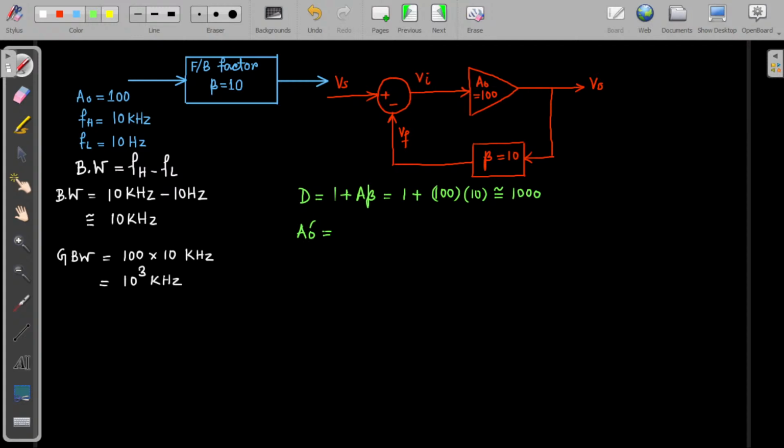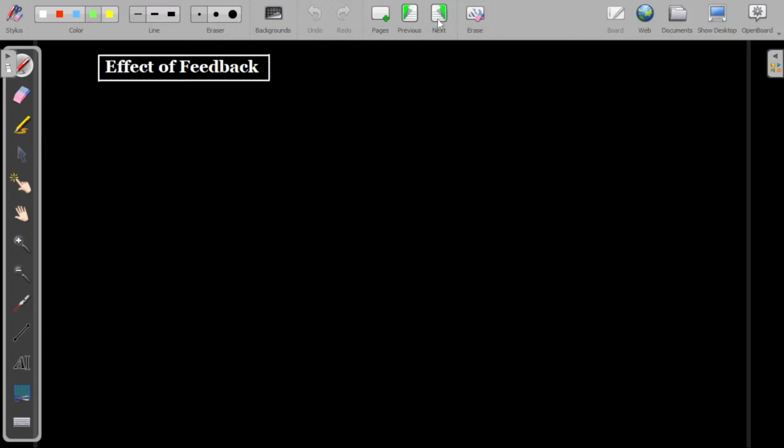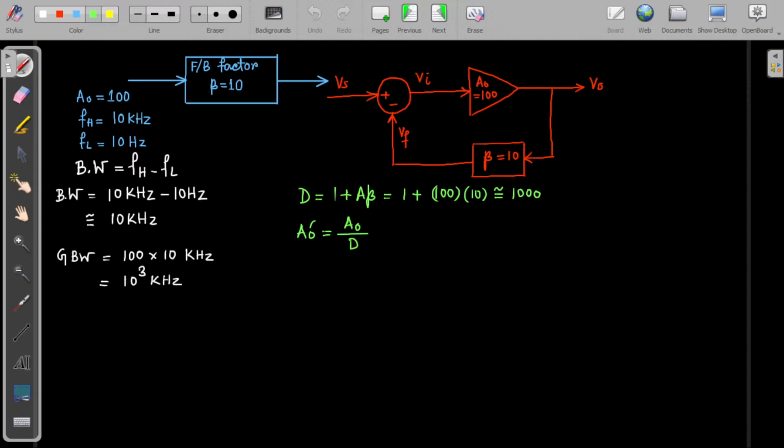Now if we want to find the value of the midband gain after the feedback, it will be A0 dash, which is equal to A0 divided by D, as we have seen here. The A0 value is already given in the numerical and the D value we have already calculated, that is 1000. So right now the midband gain has decreased to 0.1. Before feedback it was 100.